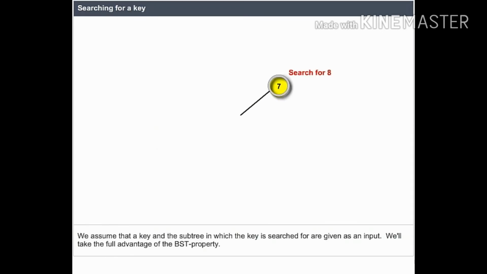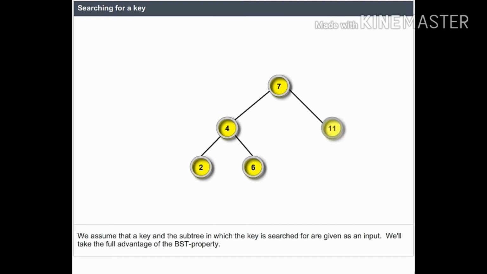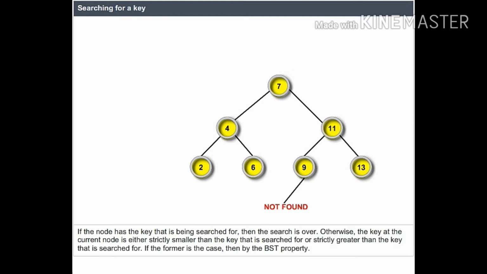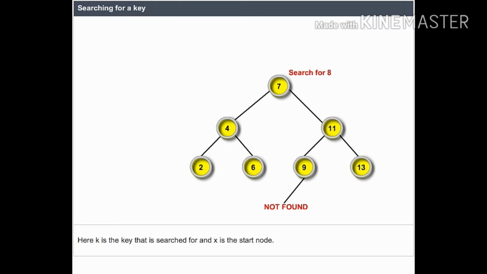Searching for a key. We assume that a key and the subtree in which the key is searched for are given as input. We'll take full advantage of the BST property. If the node has the key that is being searched for, then the search is over. Otherwise, the key at the current node is either strictly smaller than the key that is searched for or strictly greater than the key that is searched for. If the former is the case, then by the BST property, here k is the key that is searched for and x is the start node.